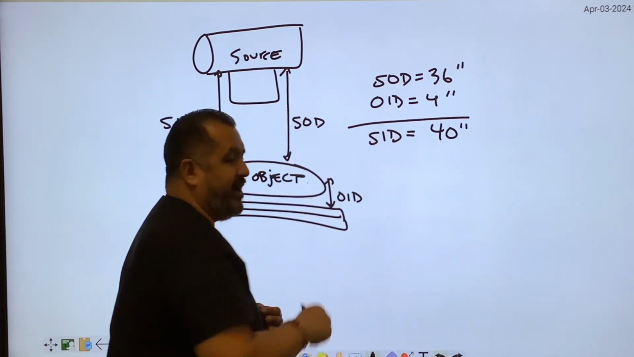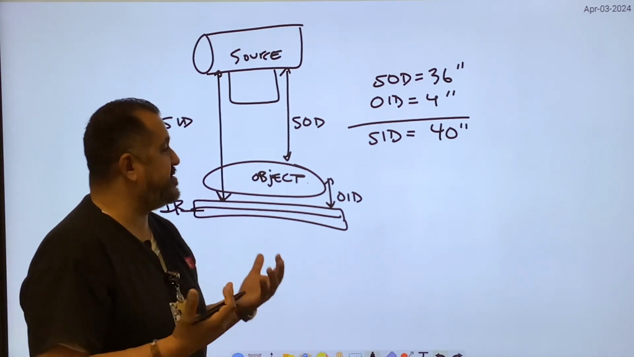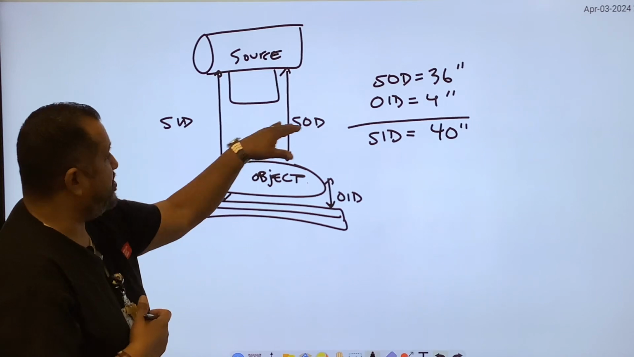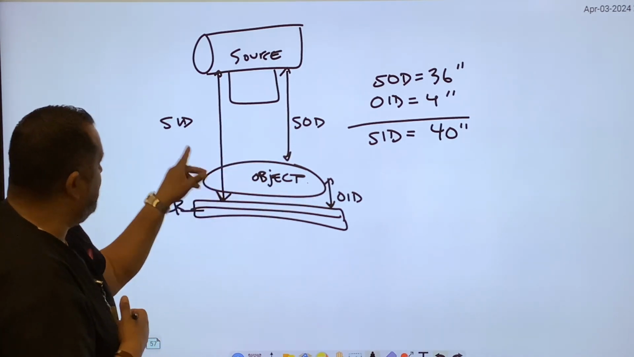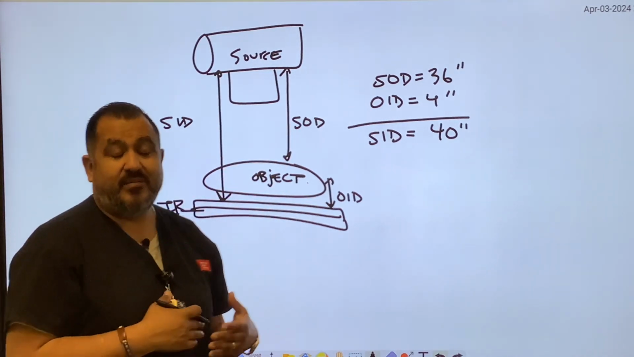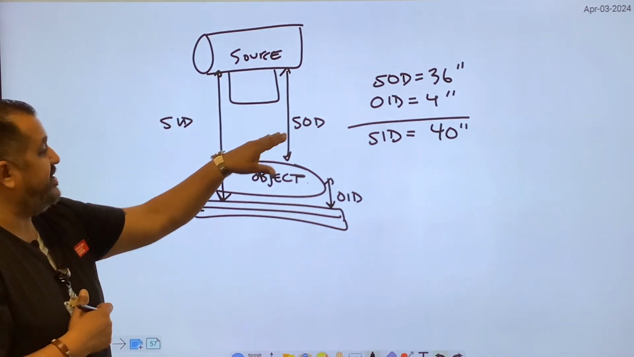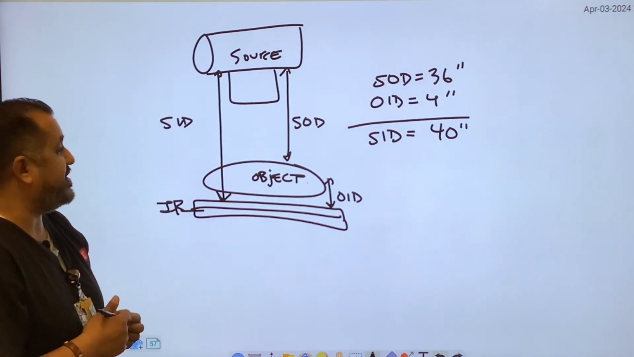Now, I have this little thing that's helped me remember this for 27, 28 years. I say that SOD and OID get married and they have a baby named SID. I know it's a little corny, but it's what's helped me remember this forever. So again, your SOD and your OID give you your SID.